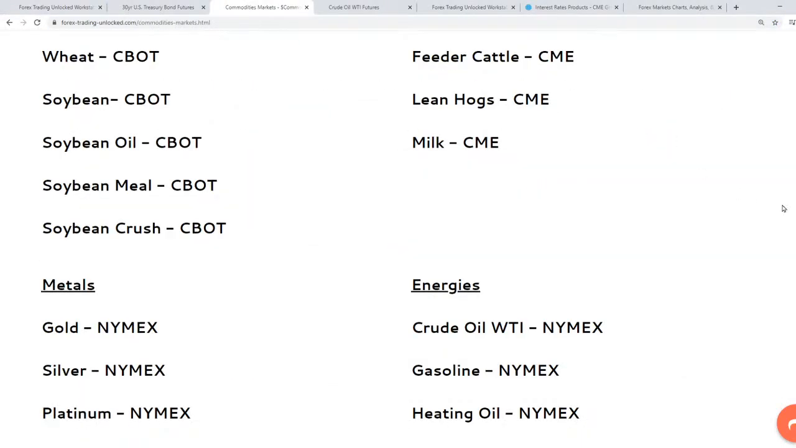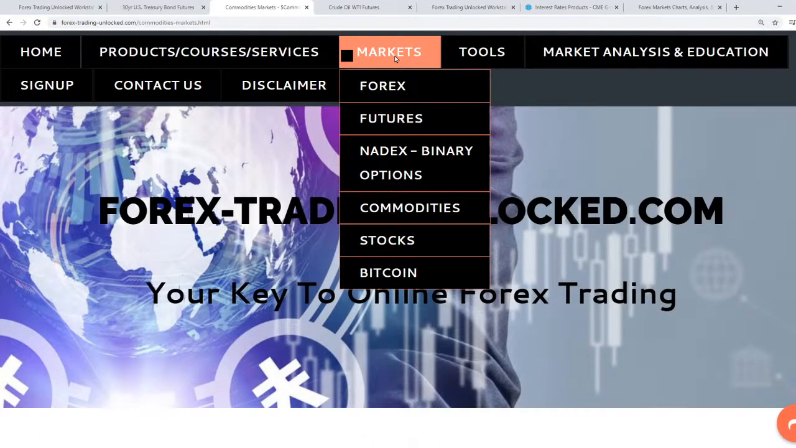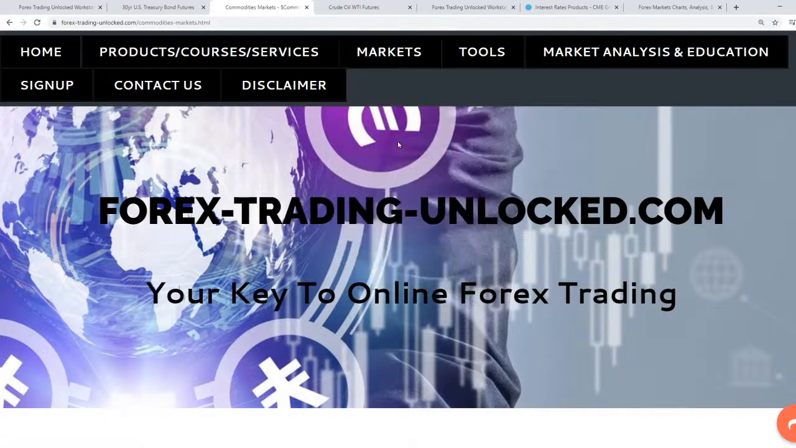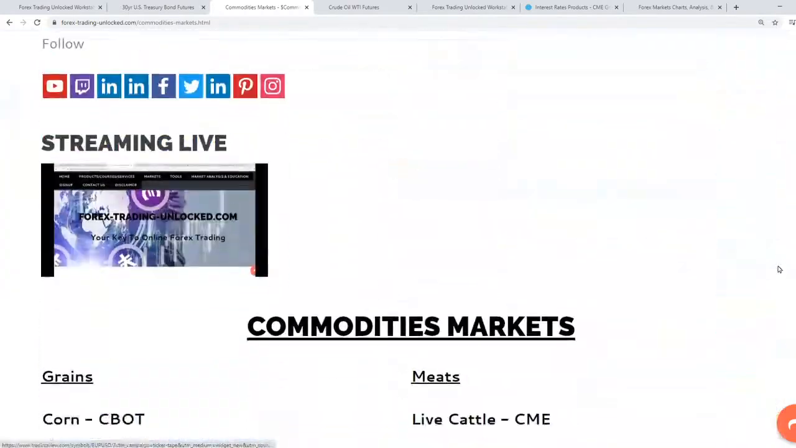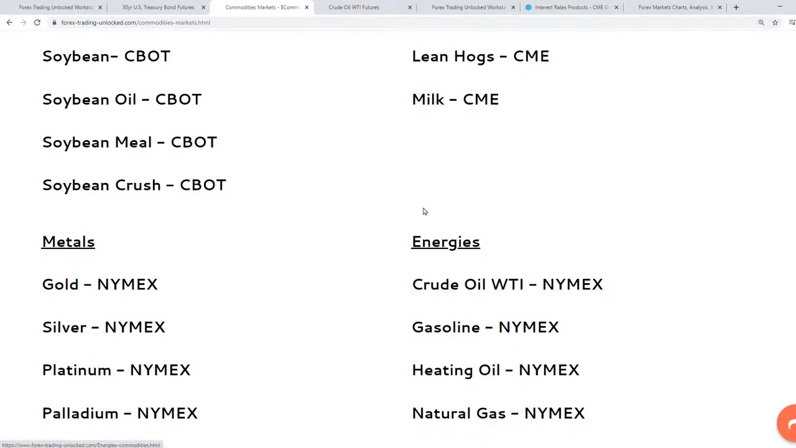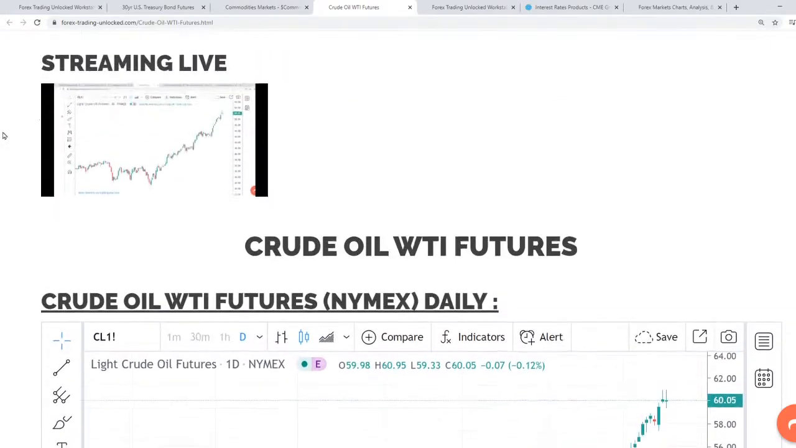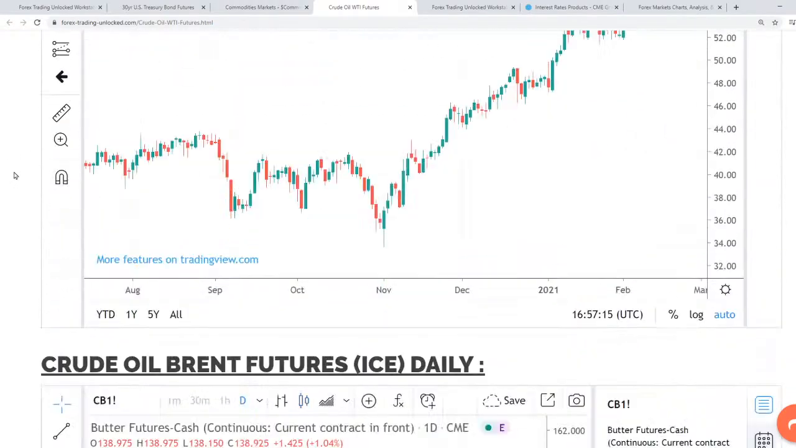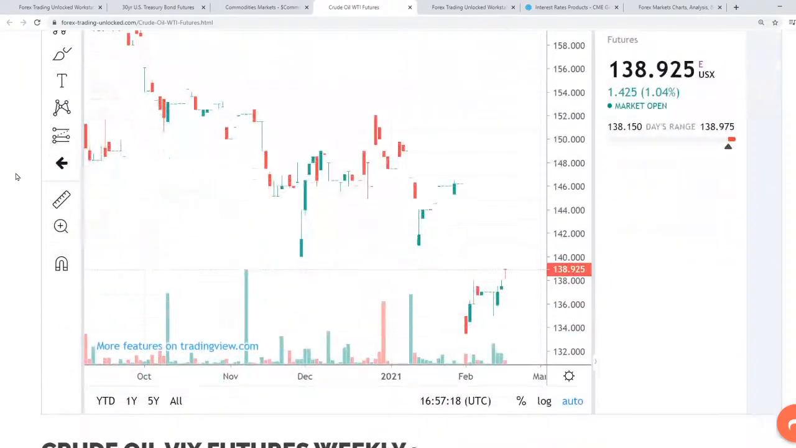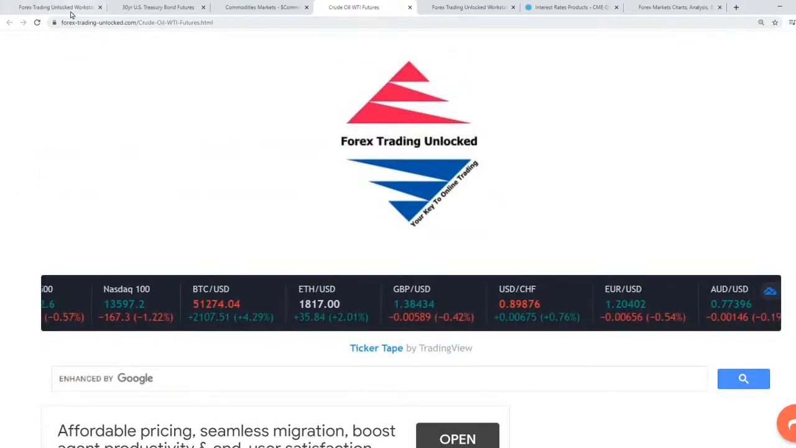Also, if you go to the nav bar, when you go to markets up here, we have Forex, futures, binary options, commodities, stocks, Bitcoin, and right now we have the commodity markets pulled up. When you hit the commodity markets, you get a page like this, and you can scroll down and it will give you the grains, the meats, the energies, the metals. You just click on the link and it will take you to that dedicated page, just like the ones we have here. For crude oil, we have this page up here, and we can see we're streaming live right now. We also have crude oil, Brent futures daily, a couple other charts on here, and information flowing in that can help you out with your analysis.